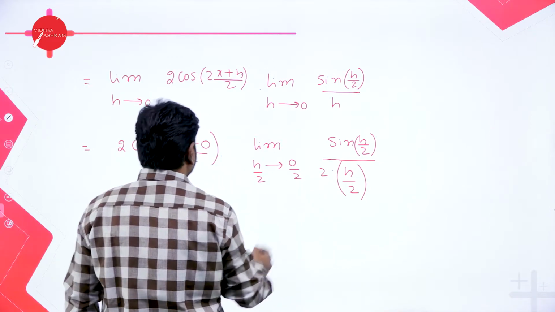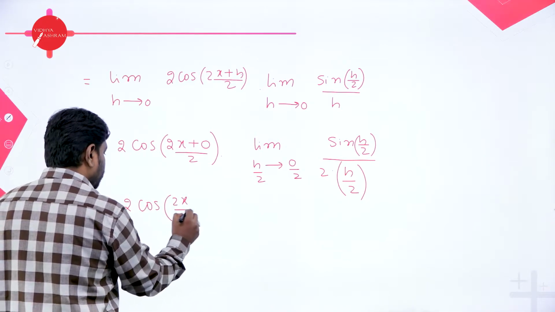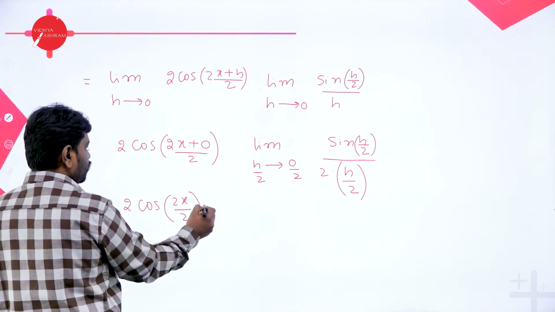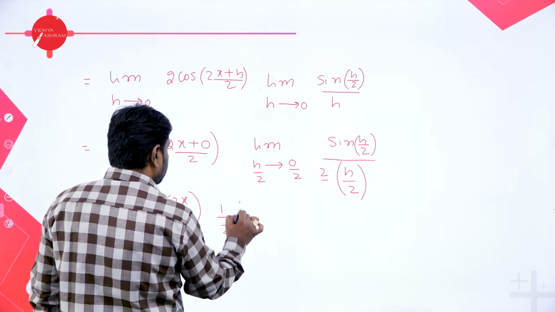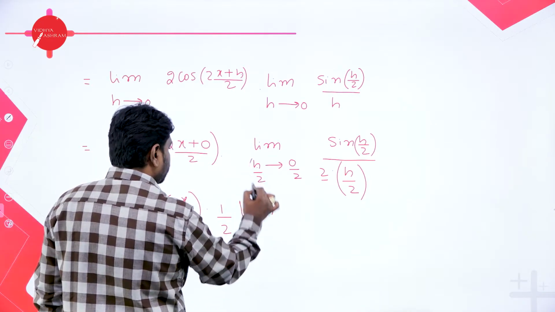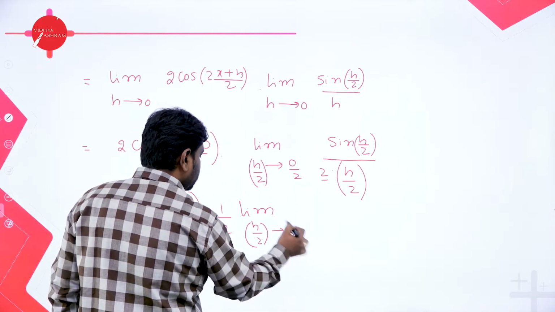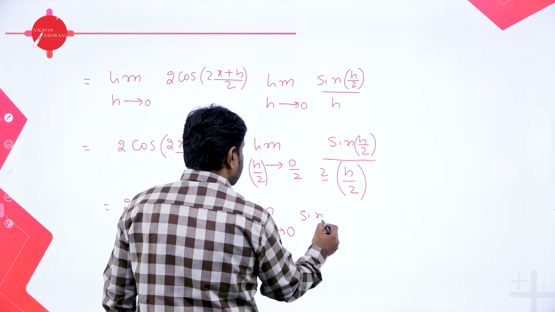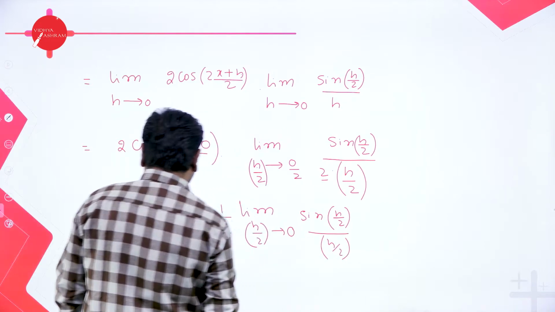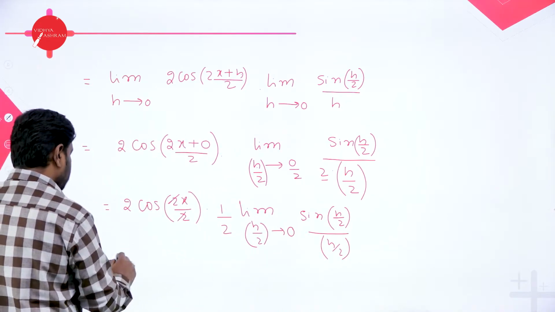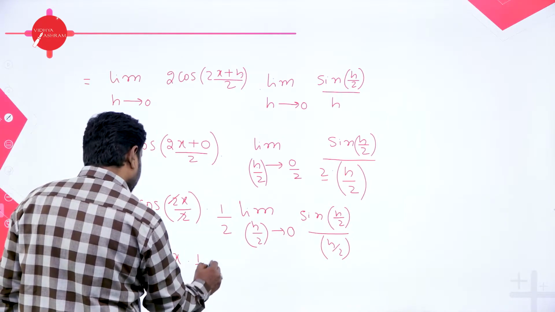Now this 2 you take it out. Now 2 cos (2x plus 0) by 2, that is 2x, into this 2 I will take out, it is in the denominator, so 1 by 2, limit of the remaining part. h by 2 tends to 0 by 2, and 0 by anything is 0. Sin what we have? Sin (h by 2) by h by 2.